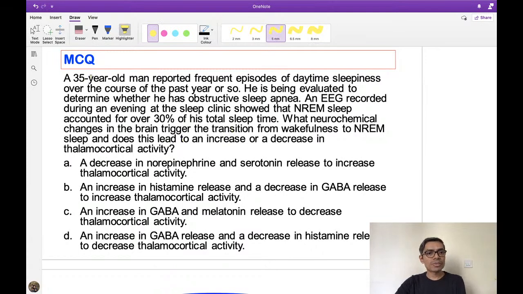So now try to answer this question. A 35-year-old man reported frequent episodes of daytime sleepiness. So this is a kind of suspected obstructive sleep apnea, and EEG was recorded, and it says that greater than 30% is non-REM sleep. Well and good. Now what neurochemical changes in the brain trigger the transition from wakefulness to non-REM sleep? This is the question. Wakefulness to non-REM sleep. What are the changes that occur? Try to answer here.